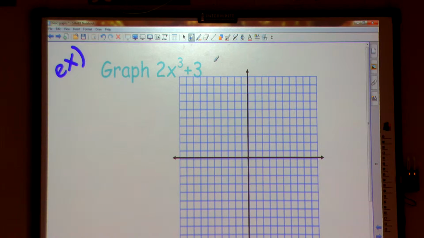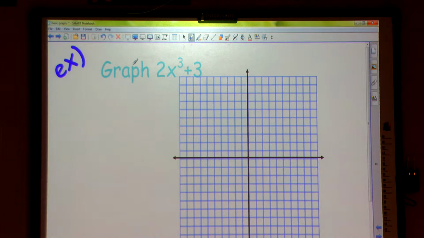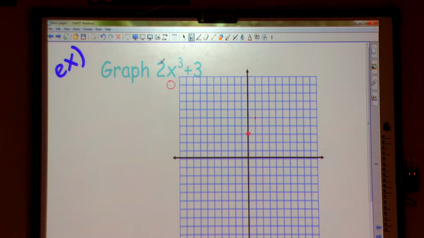2x cubed plus 3. Now we know cubic is real skinny like this. But we're going to pick some points. It's going to be hard because this gets big kind of fast. Let's pick a few points. If I plug in 0, I'm going to get 3. If I plug in 1, I'm going to get 5. If I plug in 2, it's going to give me 8 times 2, 16 plus 3, is way up there. So I'm out of space for sure.